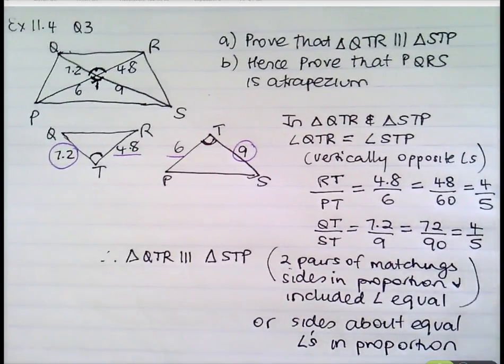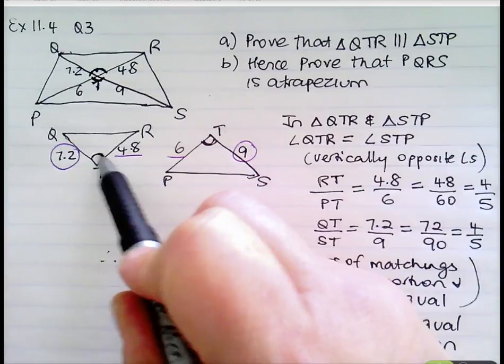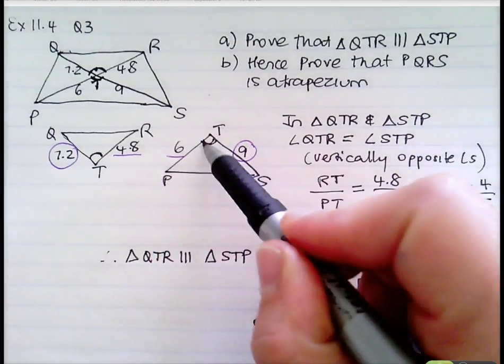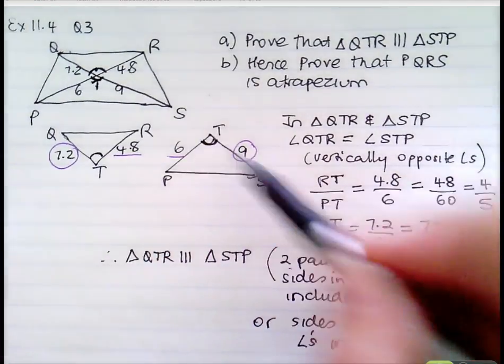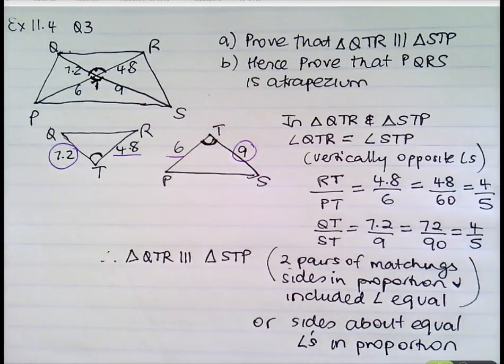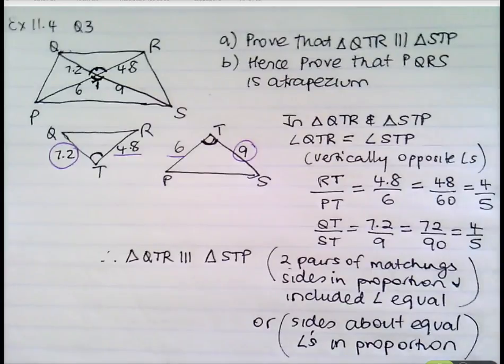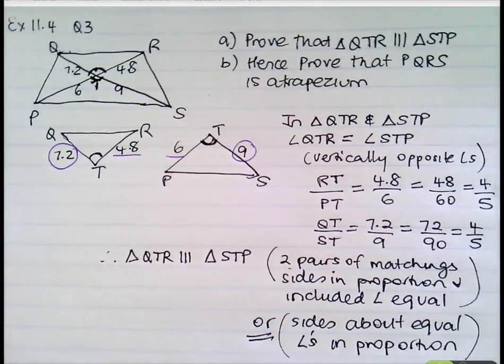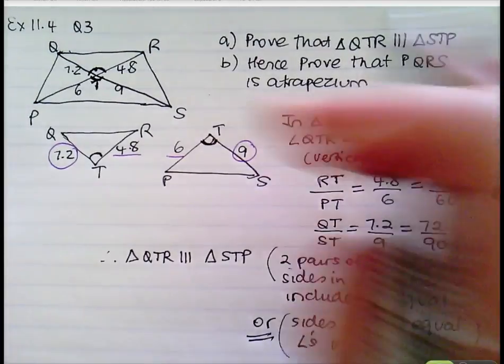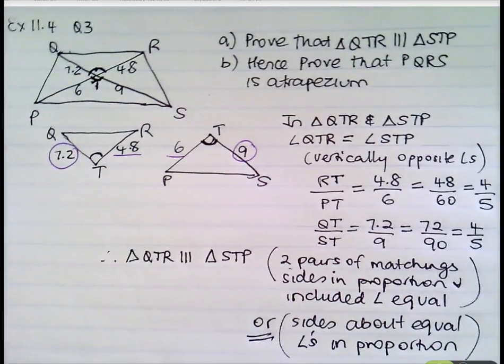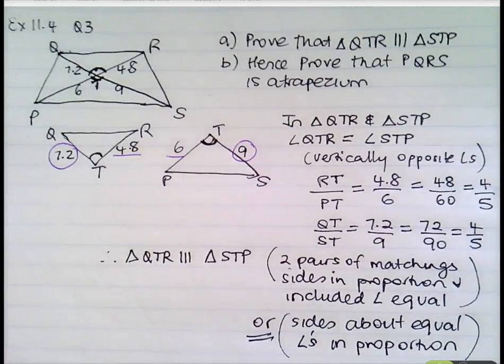It means the sides that surround those two equal angles are in proportion. So the sides about this angle are that side and that side. The sides about this angle are that side and that side. It's the sides that surround the angle. And we can say either one. Okay? So two pairs of matching sides are in proportion. We can see that. And the included angle, or the angle between them, is equal. The angle's not in proportion. The angle's equal.